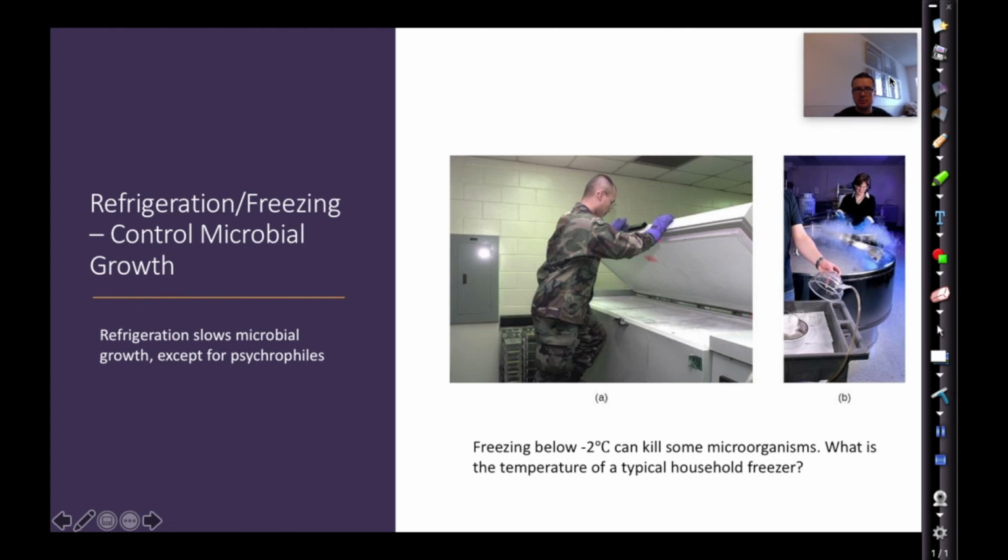Our typical household freezer is 20 degrees Celsius. I'm sorry, refrigerator is 20 degrees Celsius, and our freezers are 4 degrees Celsius, so we don't get below 0 degrees Celsius. There are minus 80 degrees Celsius freezers in labs, and that means you've essentially made them bacteriostatic for those microorganisms.